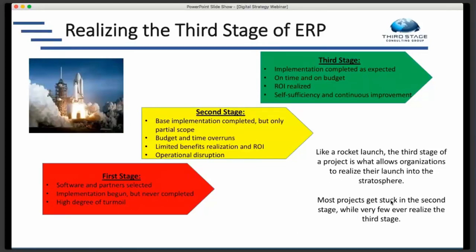And that's quite frankly one of the main reasons why we named the company Third Stage, because we focus on helping clients get to that third stage of ERP success where most others fail.